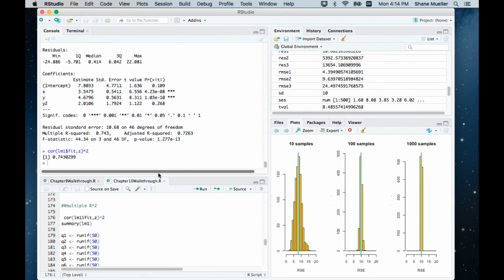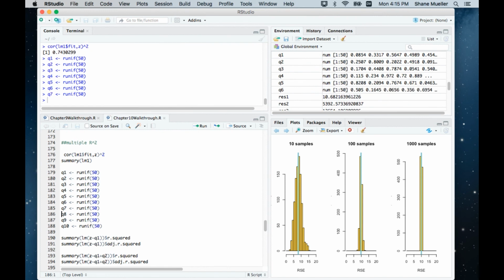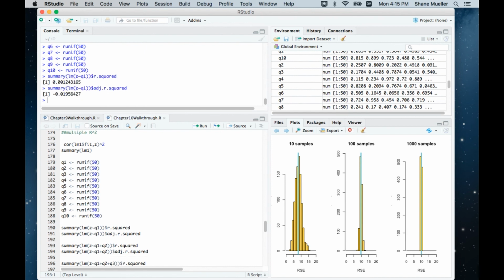Here's what happens when I try to predict a random value with a bunch of random values. So I'm going to create 10 different random predictors. And then we'll look at both r squared and adjusted r squared.